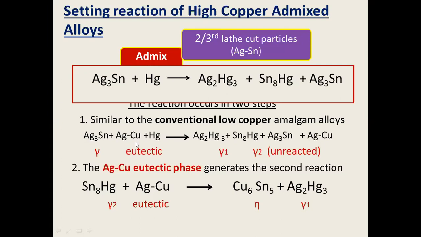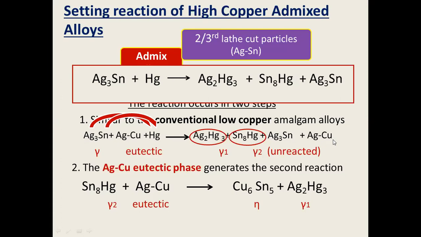The reaction will be similar when the mercury is triturated with the silver alloy powder. The silver tin from the gamma phase starts to dissolve into the mercury, and from the silver copper eutectic phase, silver also starts to dissolve into the mercury. So there is first a formation of gamma 1 phase, silver mercury, as in our low copper also. Tin will precipitate and there is a formation of tin mercury phase, that is gamma 2 phase, same as in the low copper alloy reaction, and these two alloys remain unreacted, silver tin and silver copper.